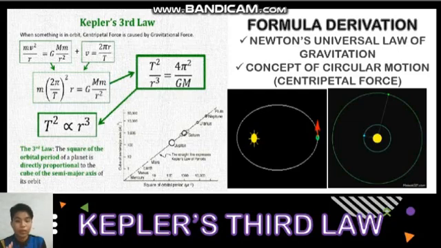So in this law, just remember, the square of the orbital period of a planet is directly proportional to the cube of its radius of orbit.